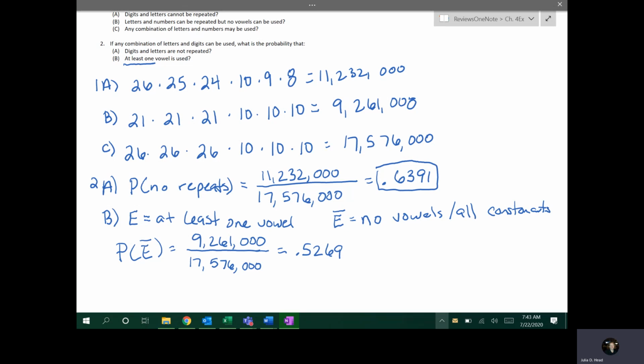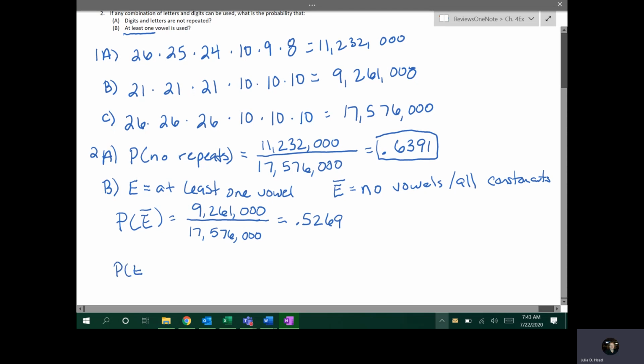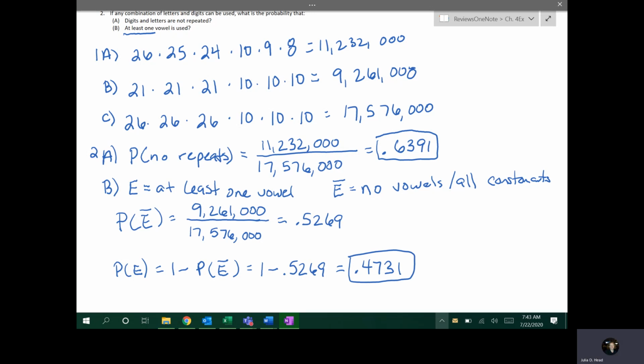But remembering that the probability of E is 1 minus the probability of E complement. So 1 minus 0.5269. So we get 0.4731. So again, just a hint, when you see that phrase at least one in chapter 4, be thinking about the complement rule. And as always, if you've got questions about this problem or any others, please feel free to contact your instructor.